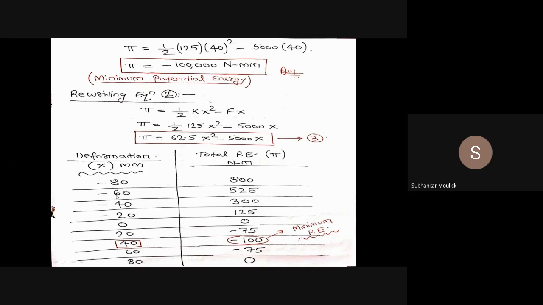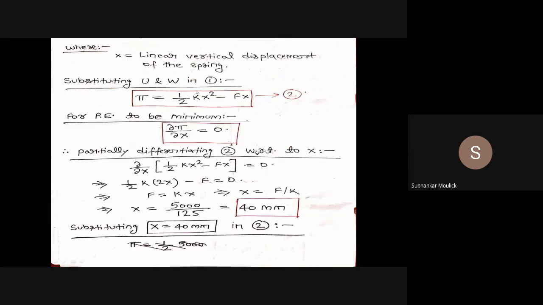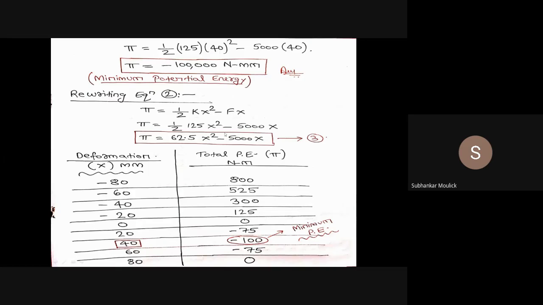So when x is minus 80, what is the value of pi? I know that pi is half k x square minus fx. K is 125 given in the problem. F is 5000 given in the problem. Now this x you have to vary. In the first case, in equation number 3, put x equal to minus 80. You will get the value of pi equal to 800.